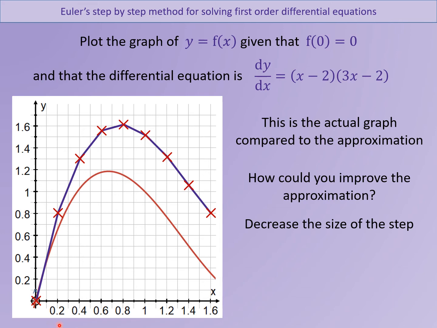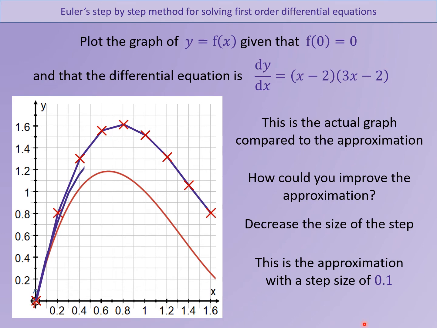So let's have a look at what we would have got if I'd done 0.1. If I'd done the actual step of 0.1, so that's only half as big, look at the difference in the graph I would have got. Okay, each of those steps. So it's still higher than it should have been, but the actual approximation is a lot better.